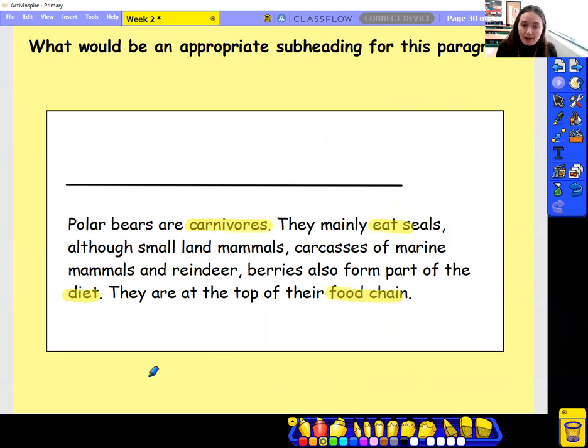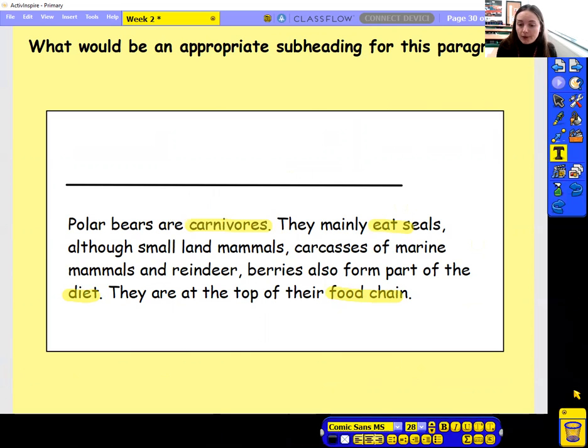What is this telling me about polar bears? I've highlighted carnivores, I've highlighted eating, I've highlighted diet, I've highlighted food chain. What does that tell me about the polar bears? It tells me about the things that they eat, doesn't it? It tells me about their diet, the stuff that they're eating. So what could I call this paragraph?